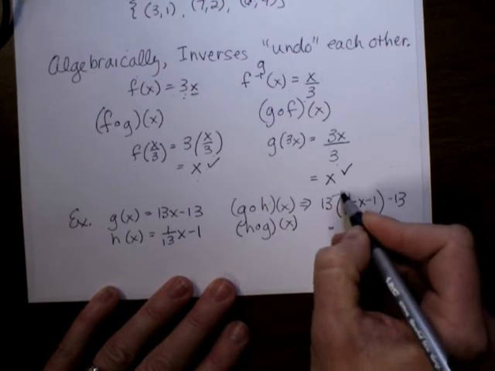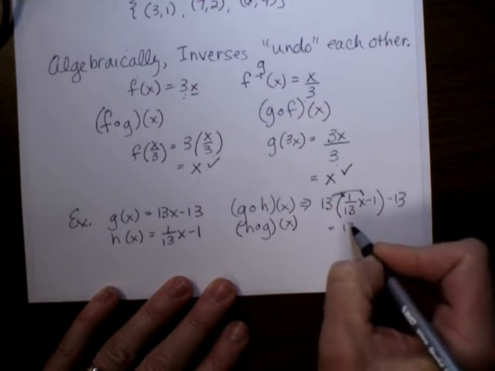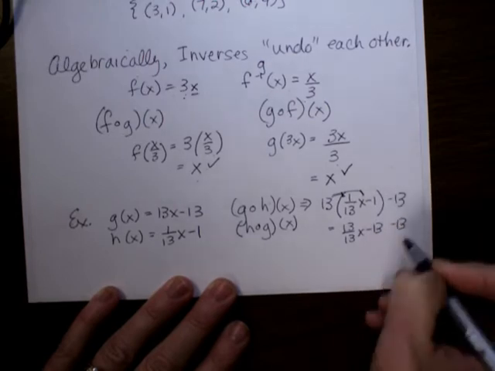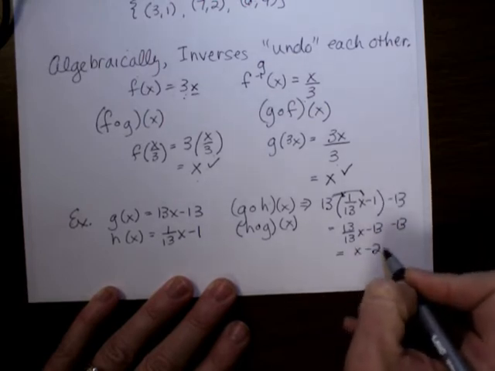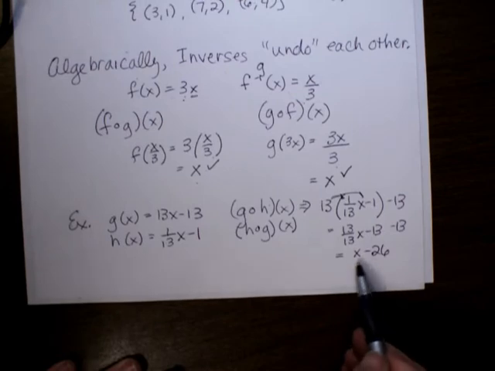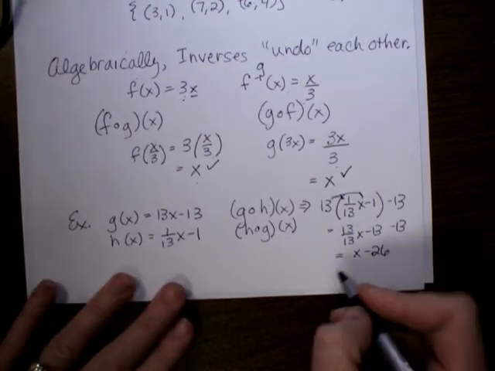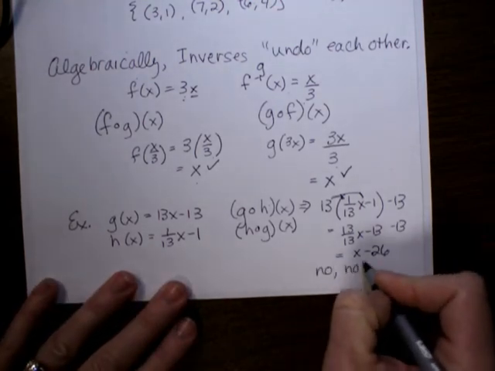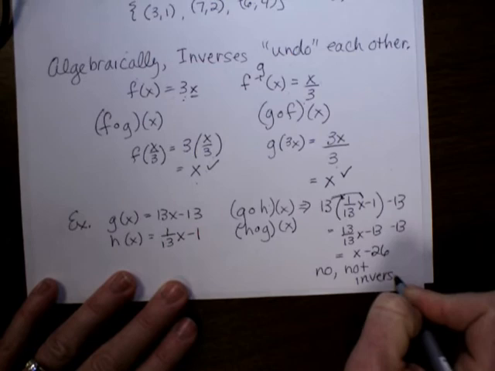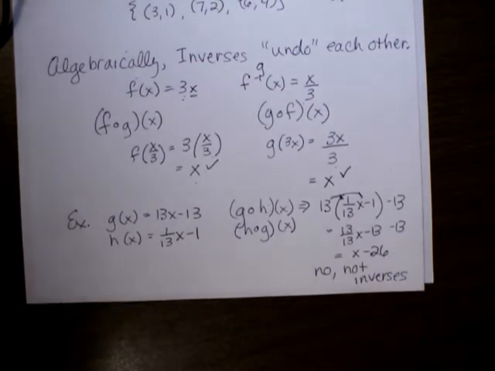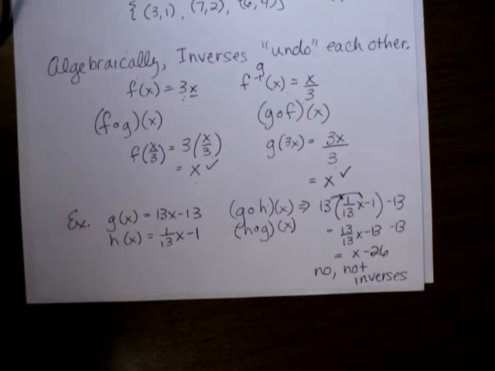Okay, so I need to distribute this 13 here. It's going to give me 13 over 13x minus 13 minus 13, x minus 26. Okay, notice it didn't cancel out. So actually I can stop right here and say, no, these are not inverses, because in order to be inverses, I would have had to get a single x. Let's do one more, and I'll show you what it looks like when they are inverses.